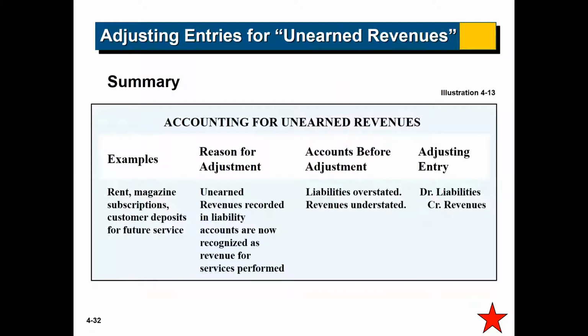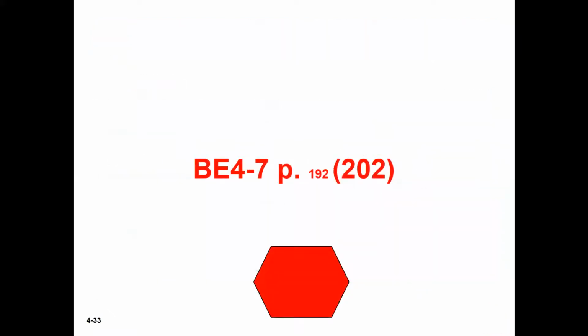All right. This one is a good slide again. It's in the book because it tells you the examples for unearned revenues. Could be rent, magazine subscriptions, customer deposits for future services. And then it shows you that your adjusting entries are to debit a liability and credit a revenue. Okay, so we're going to do one problem with this. BE47. So we're going to do that one problem, BE47.